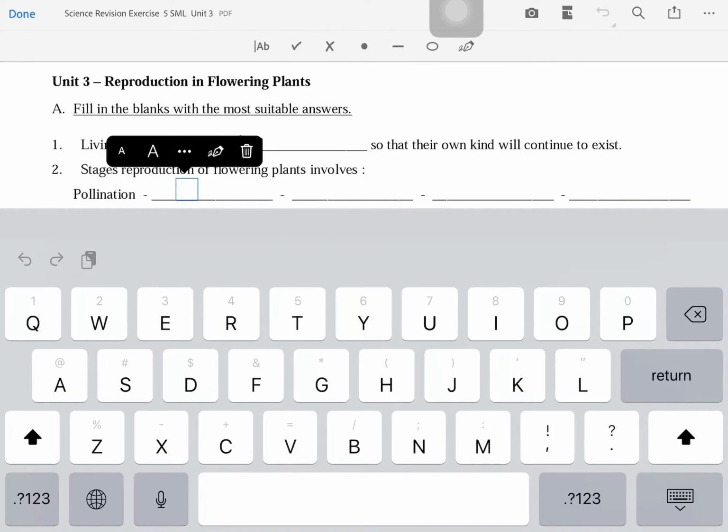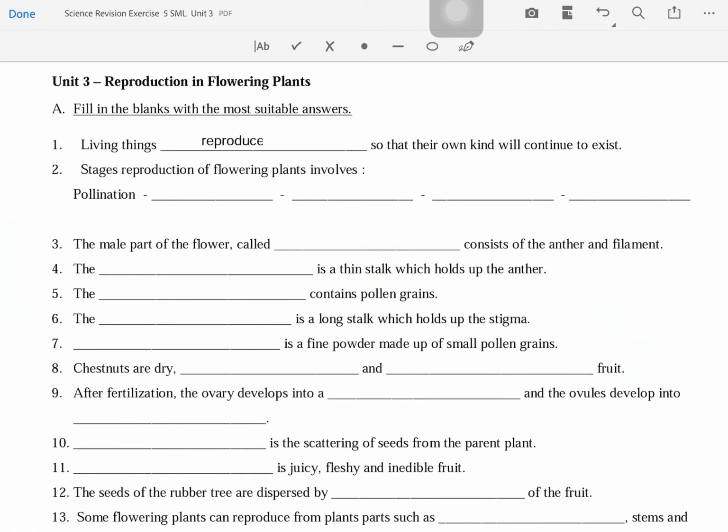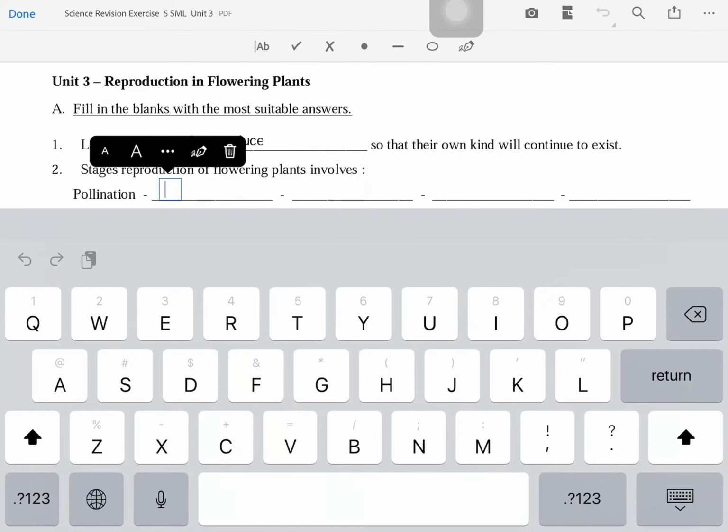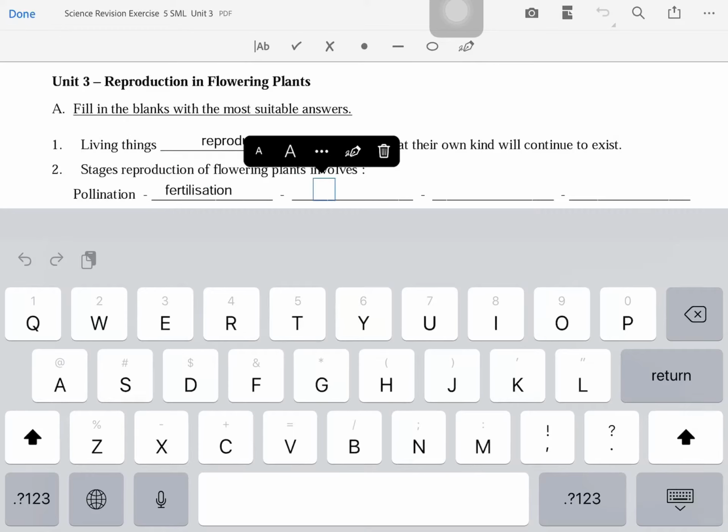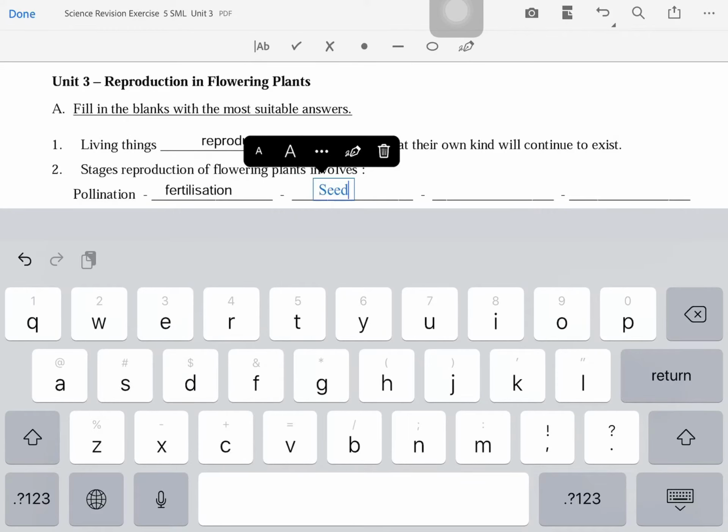All right, the second question is the stages of reproduction of a flowering plant. In page 51 you can find the answer. First is pollination, then after pollination is fertilization. Then after fertilization, what happens is seed production.